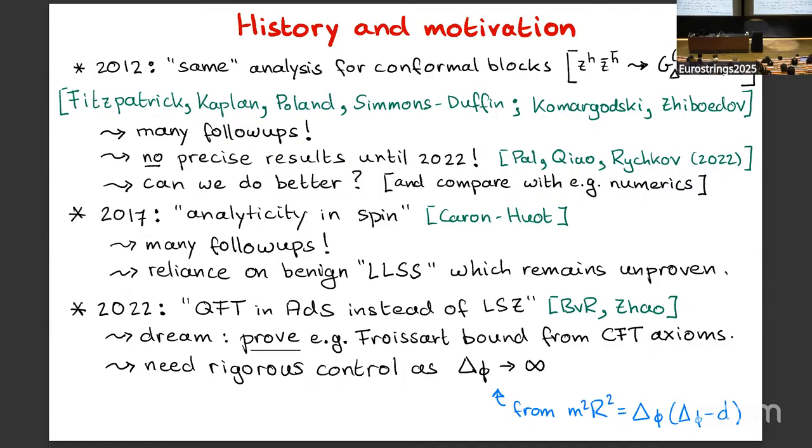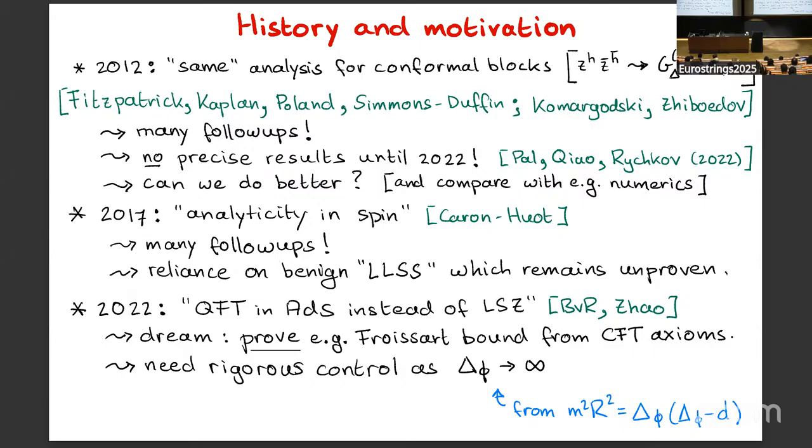So let me stress that it's a famous-ish open problem in the rigorous CFT community, whether we can understand this lightcone limit on the second sheet. And what I'll present is a first step in that direction. And then in 2022, I wrote this paper, QFT in AdS instead of LSZ. Not many follow-ups, not cited hundreds of times, but still it's nice, I think. And this was my original motivation.